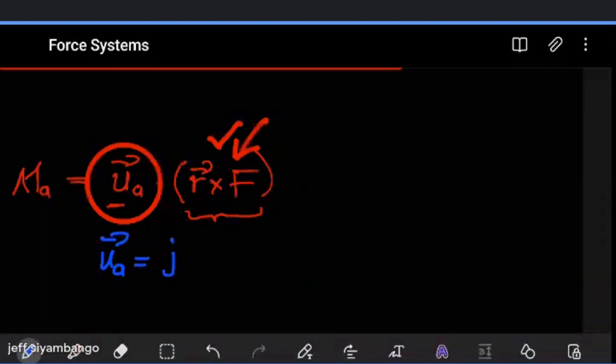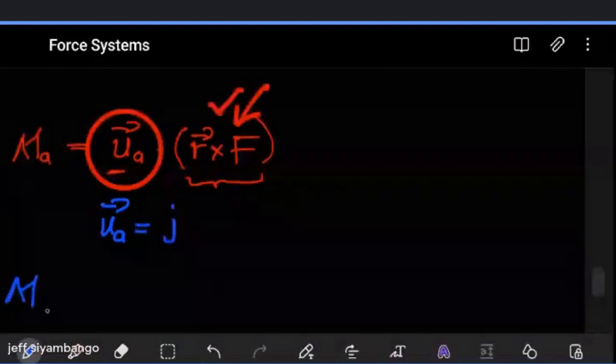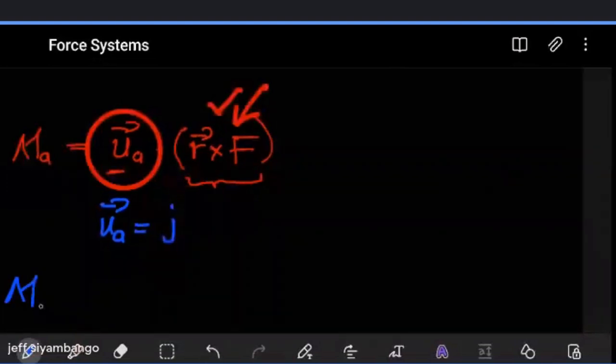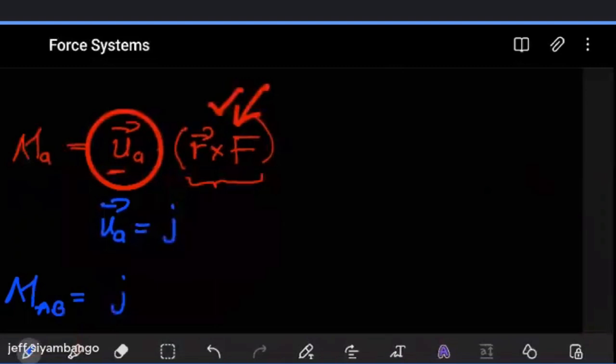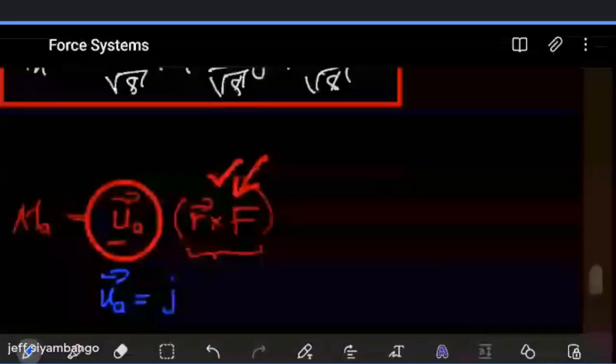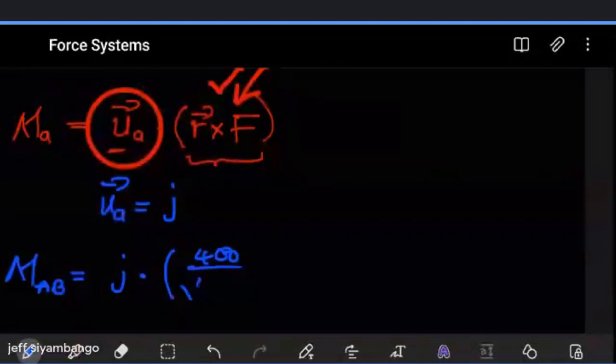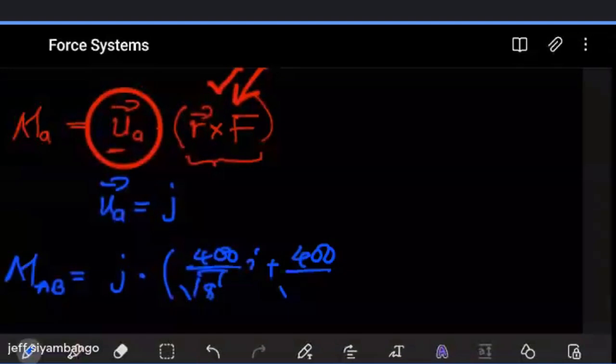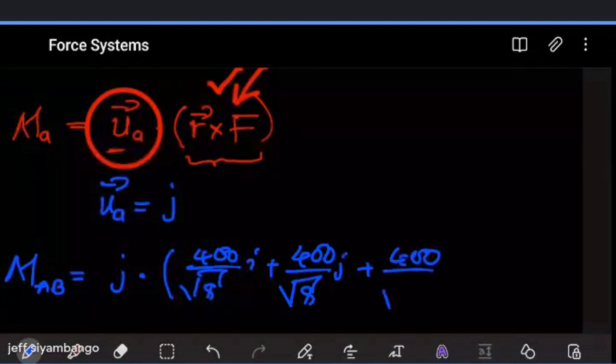Because of that, our moment about the specified axis, the axis AB, will just be equal to the unit vector J, dotted with the moment about any point on the axis. We got that moment and it was given by this, which is 400 over root 8 I, minus 400 over root 8 J, plus 400 over root 8 K. So this is all that we have to do.